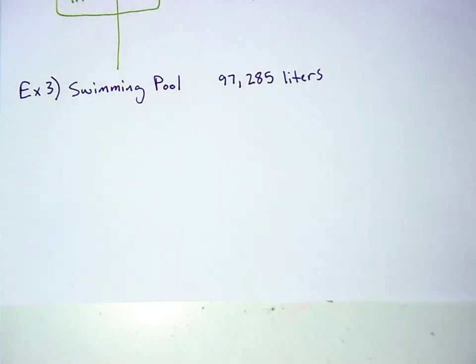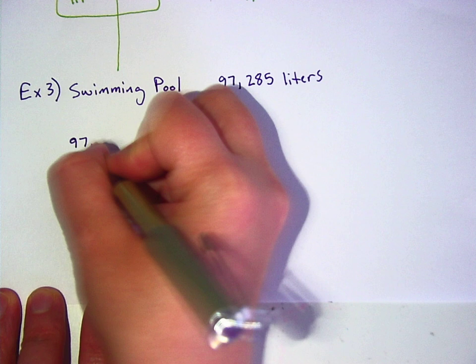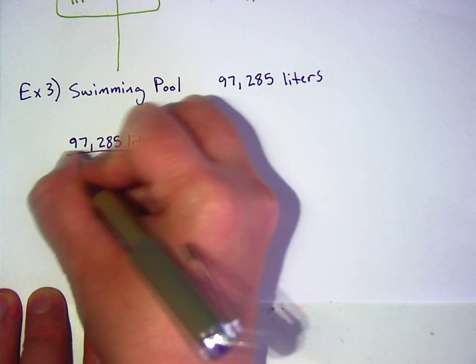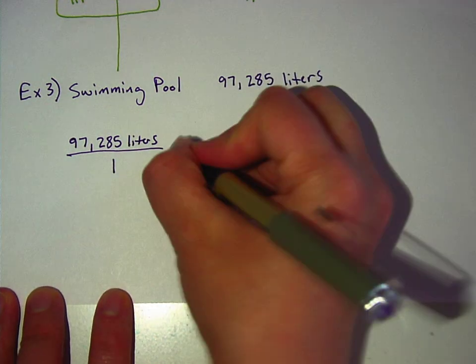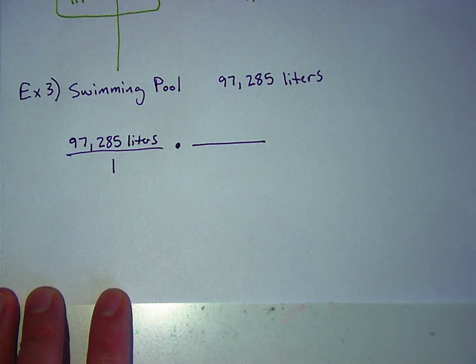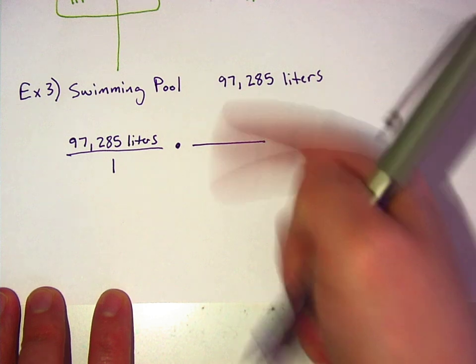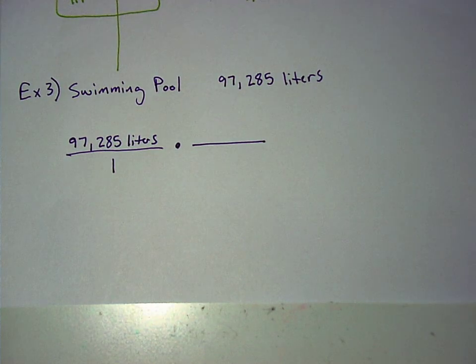Now, I'm going to do this in a weird way, so stay with me. Everybody write 97,285 liters above 1. I'm going to make it into a fraction. This is dimensional analysis, and I'm doing this one in a very easy way. Now I'm going to try to write the ratio between gallons and liters, and then cancel out the word liters.